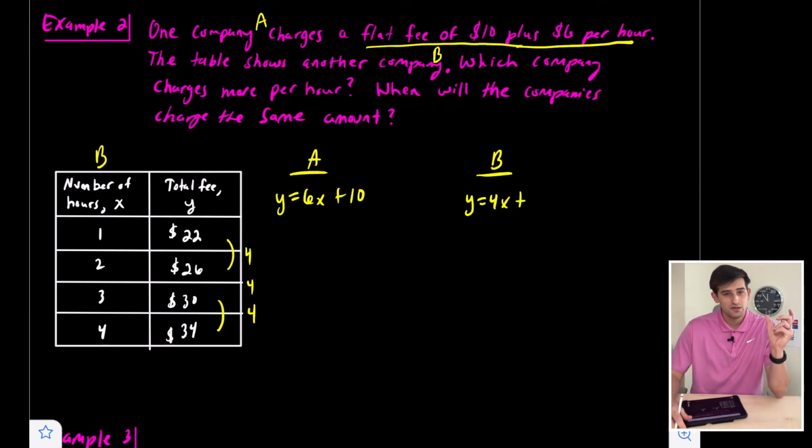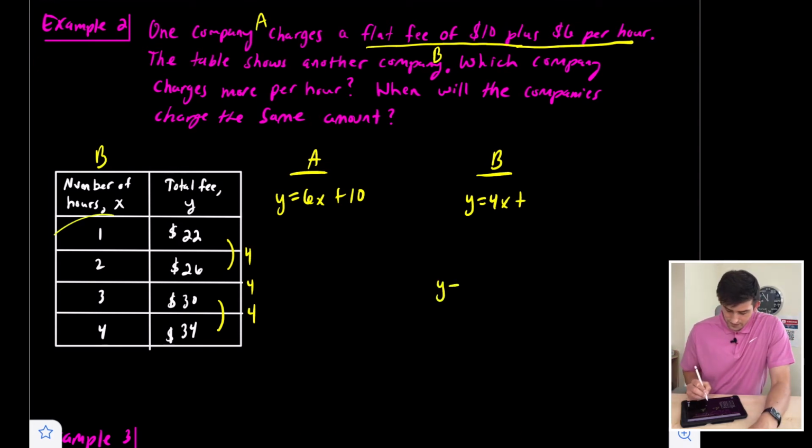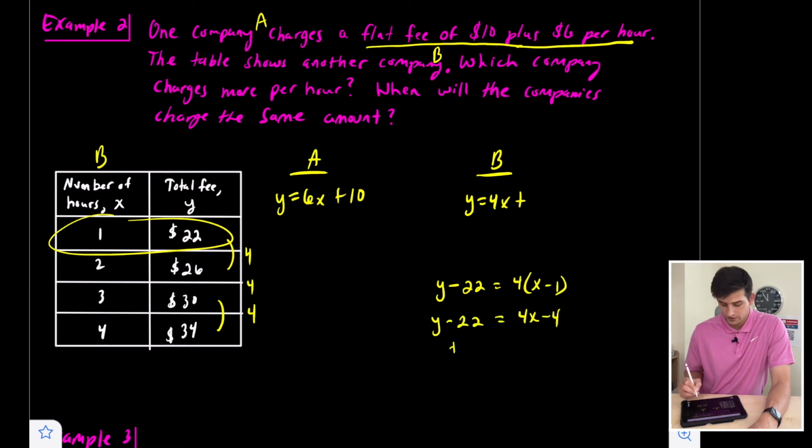And so now, since we know the slope and we know 4 points, we just need one of them. We can use point-slope form to figure out what our equation would be. So let's write this as y minus, and let's go ahead and use just this first point, y minus 22 equals 4 times x minus 1. So now we're going to simplify, and we get 4x minus 4 once we distribute that 4.